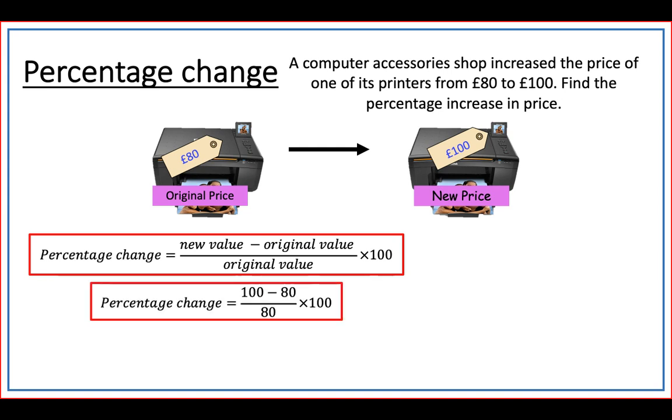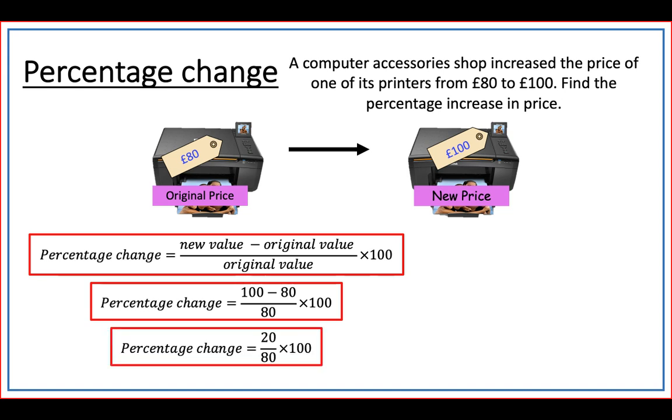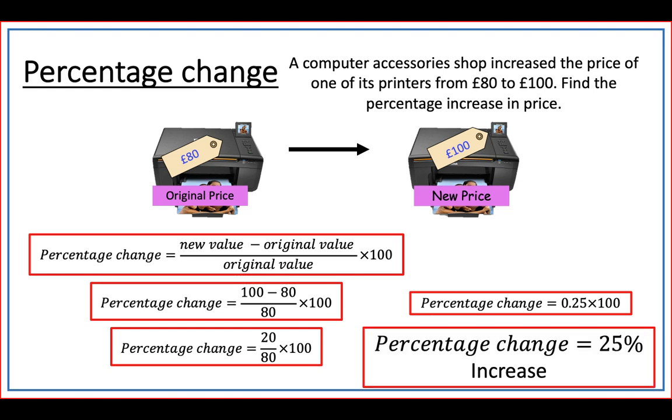We now input our numbers. So our percentage change is the new value, which is now the £100, take away the original value, which used to be £80, divided by the £80, because that's again the original value, and then multiplied by 100. If we simplify our fraction, we end up with 20 divided by 80 times by 100, which simplifies to 0.25 times by 100, and therefore our percentage change is 25%, and it's an increase. So it's a percentage increase of 25%.